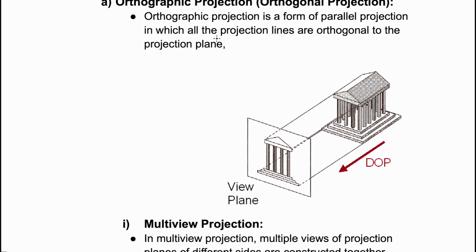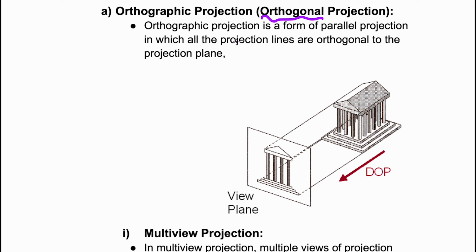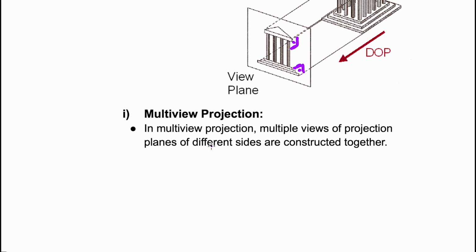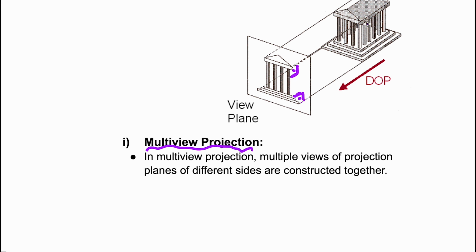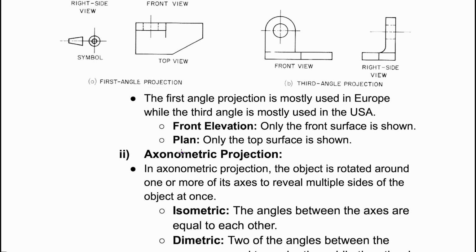The orthographic projection, sometimes called the orthogonal projection, is a type of projection where the projection lines are always orthogonal to the projection plane. So this angle right here would always be 90 degrees. There are two different methods for orthographic projection. The first one is multi-view projection. Multi-view projection is basically applying this method to all of the different surfaces of the object. So front view, side view, top view, bottom view, left view. That is what multi-view projection is.